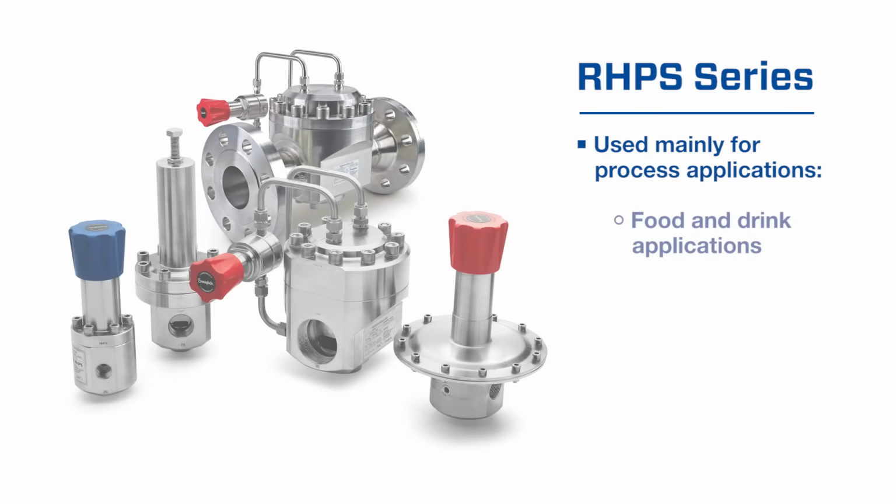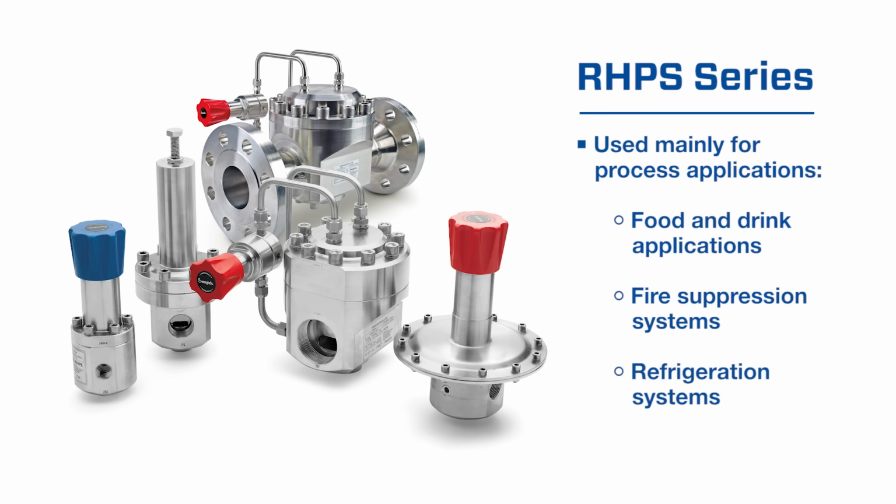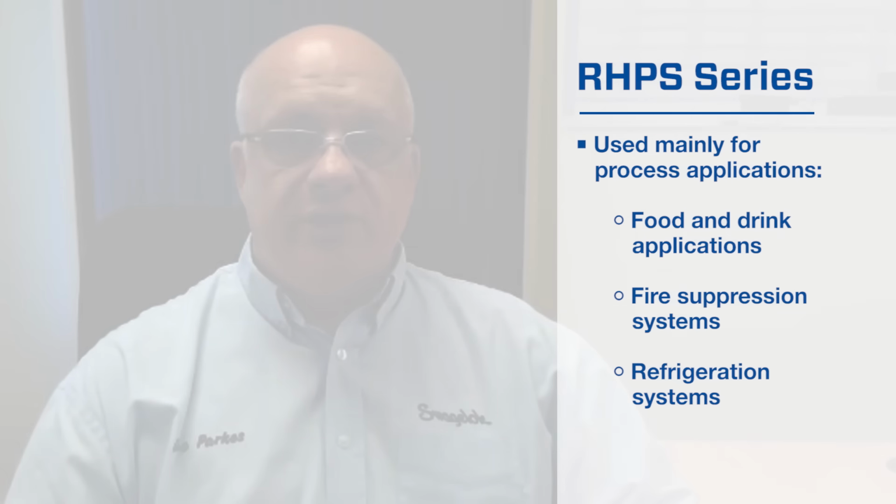The other family of regulators that we supply is the RHPS regulators, and those are predominantly used more in process applications. That can be anything from food and drink applications, driving fire suppression systems. We have them in refrigeration systems, really any process which has a flow which needs regulation of pressure.